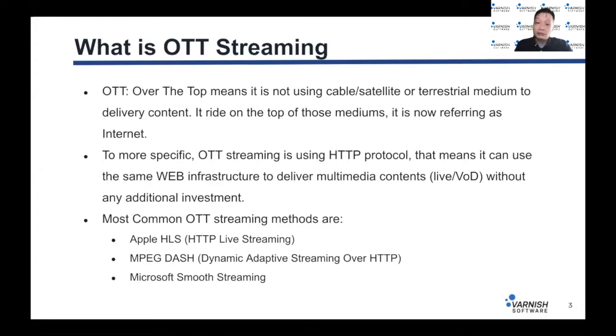any additional investments. Most common OTT streaming methods are Apple HLS, MPEG-DASH, and Smooth Streaming. All of them support adaptive bitrate change according to the client connectivity.